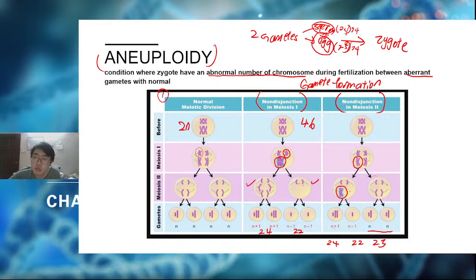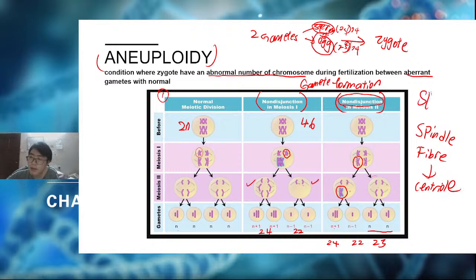So this is due to non-disjunction. What is meant by non-disjunction? It means that the separation cannot occur. For meiosis 1, it cannot occur during metaphase 1, and for meiosis 2, it cannot occur during metaphase 2. The separation fails because no spindle fiber forms. Spindle fiber is formed from the centriole, right? You all have to read this. Read it for SPM. You already learned this in SPM.